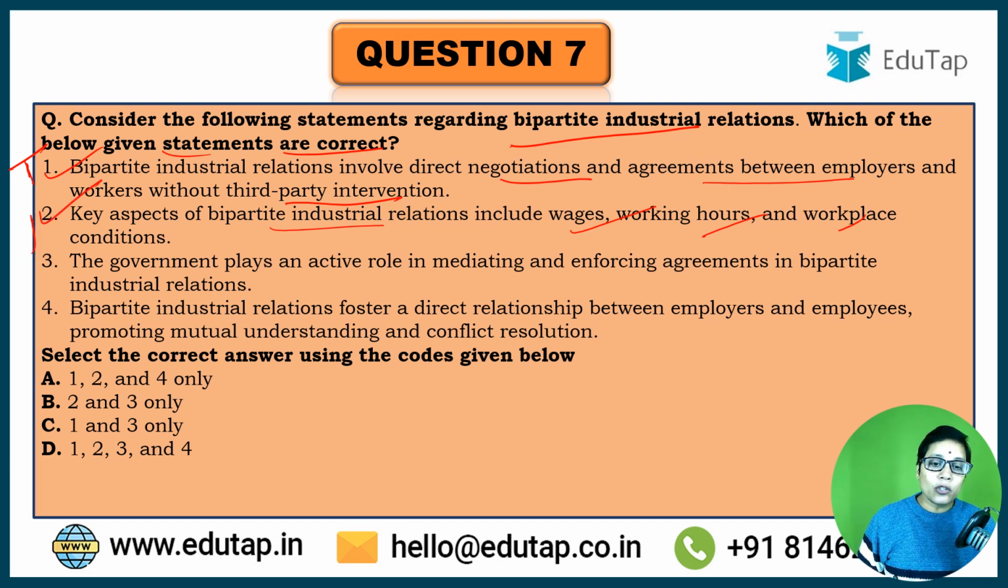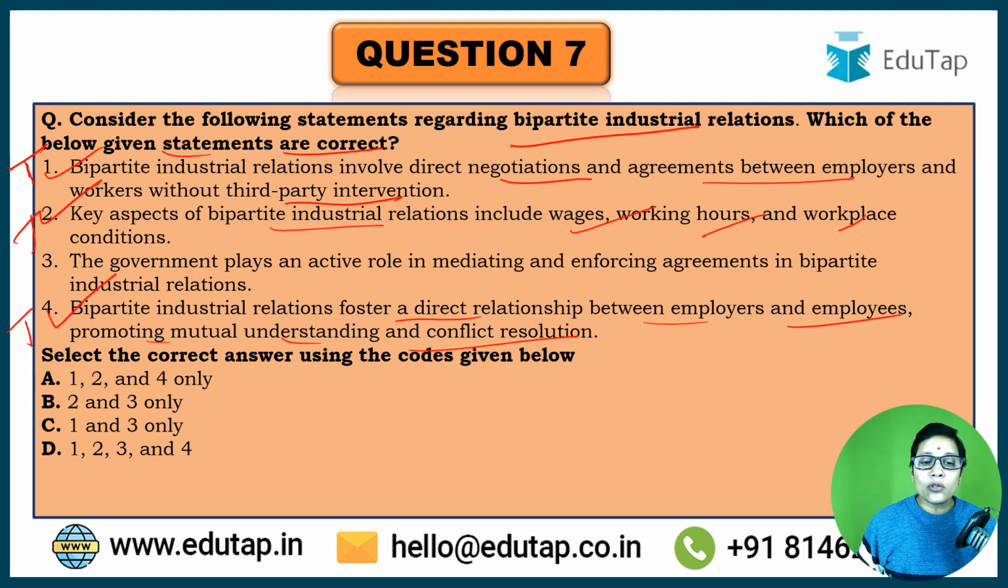So this is very much true. Bipartite industrial relations foster a direct relationship between the employers and employees, promoting mutual understanding and conflict resolution. Because both are involved and discussing together, obviously whatever they agree on, whatever they negotiate, that is based on the consent of both the parties. So definitely these kinds of relations run more amicably.